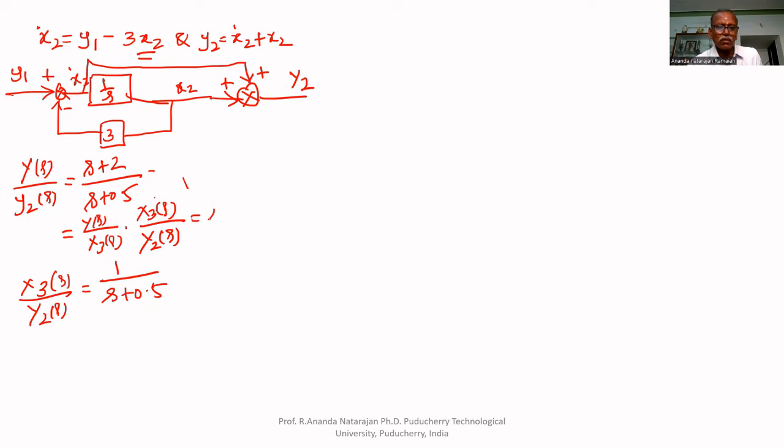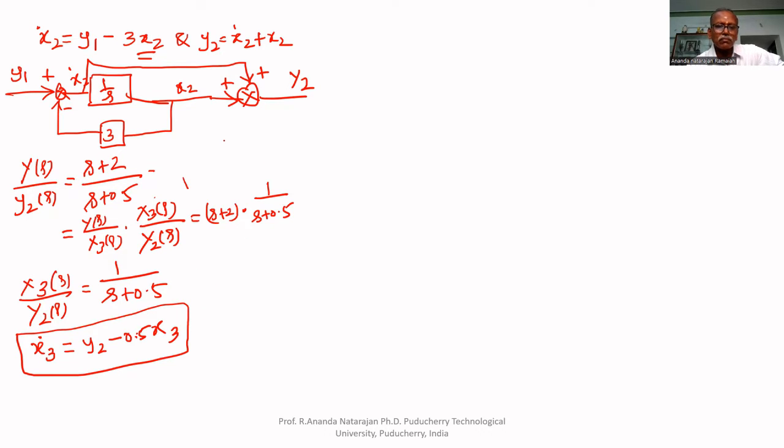This is equal to (s plus 2) multiplied by 1 by (s plus 0.5). If you cross multiply, you will get, I'm writing directly, x3 dot equal to y2 minus 0.5 x3. We got one equation.